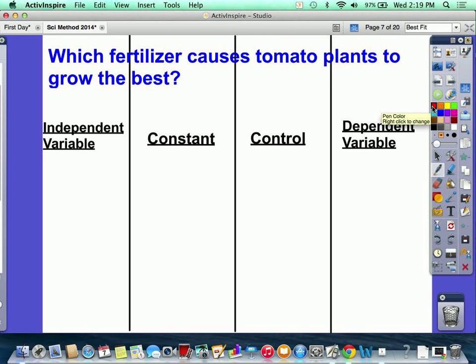So under independent variable, in parentheses, I want you to write a key word to help you remember this. The independent variable is the variable that we are changing. It's what the experimenter is changing. In this case, our independent variable is the fertilizer. Not just fertilizer, but we want to know which fertilizer. So we're looking at the type of fertilizer.